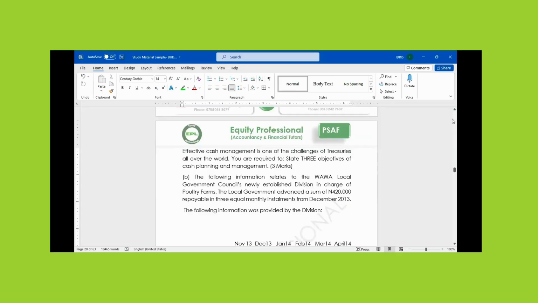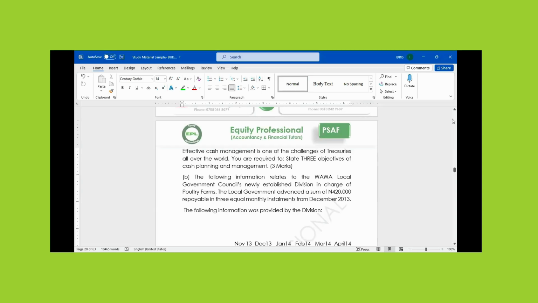The following information relates to Wawa local government. The Wawa local government council newly established a division in charge of poultry farm. The local government advanced a sum of what? 420,000, repayable in what?